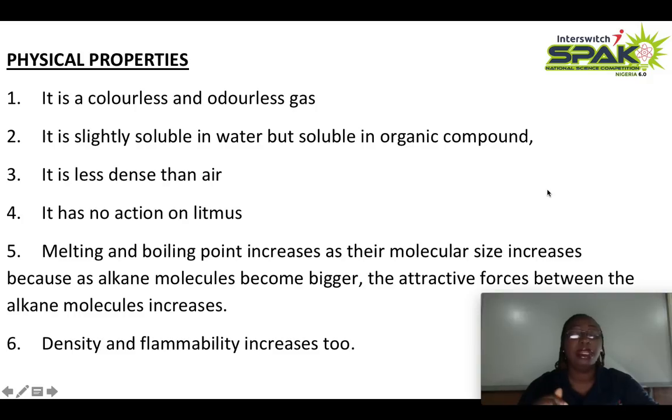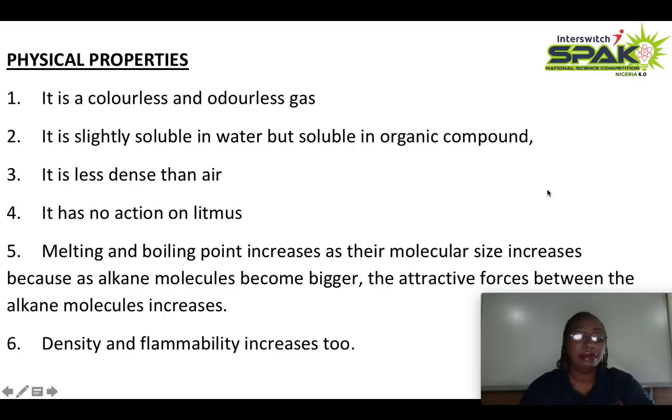The melting point and the boiling point increase as their molecular size increases, because as alkane molecules become bigger, the attractive forces between the alkane molecules increase. This is not really peculiar only to alkanes. It is with other homologous series. As you go down the series, their RMM, relative molecular mass, gets bigger, and this leads to a lot of things for them. We'll be seeing some questions that will come later on.